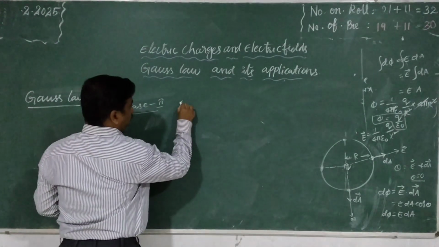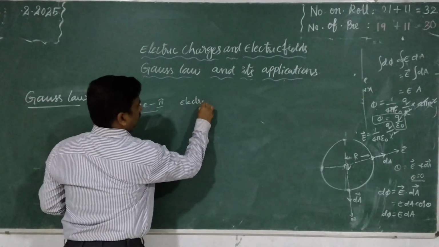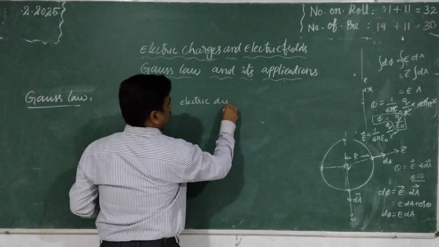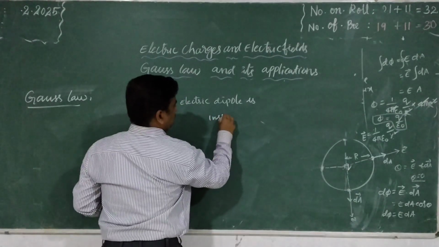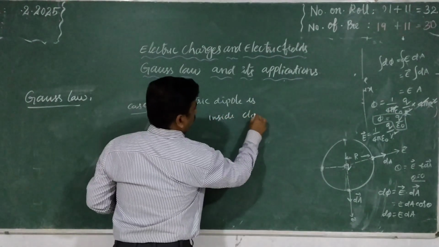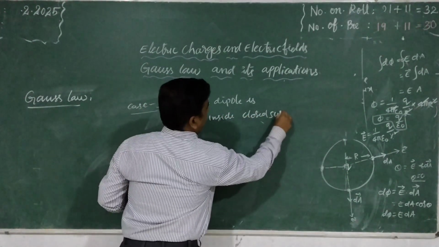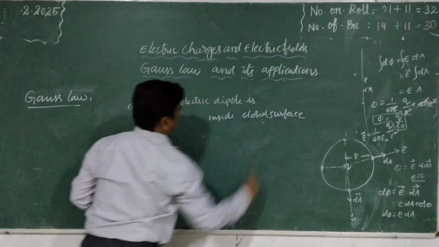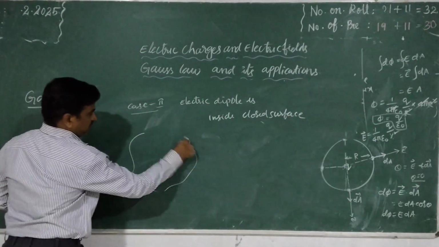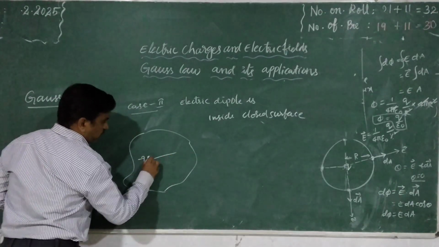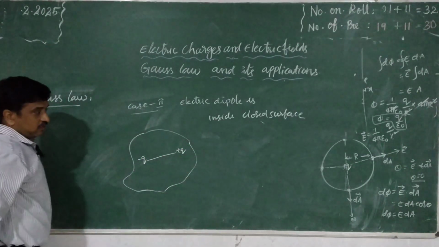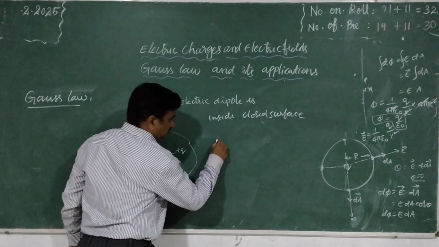The electric dipole is inside the closed surface. In this case, what is the flux through the closed surface? This is the closed surface, and in this one a dipole is there. Dipole means minus q and plus q are there. What is the flux through the closed surface according to Gauss?